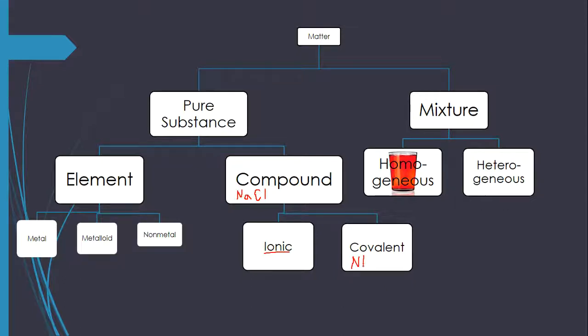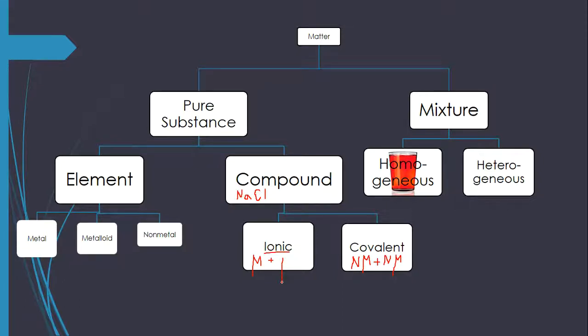So nonmetal and nonmetal is covalent. And if it has a metal, it's ionic. And remember that compounds have to have more than one element involved. If it's just one element, then we're going to call it an element. So this is a metal plus nonmetal. All right. And then there's mixtures.